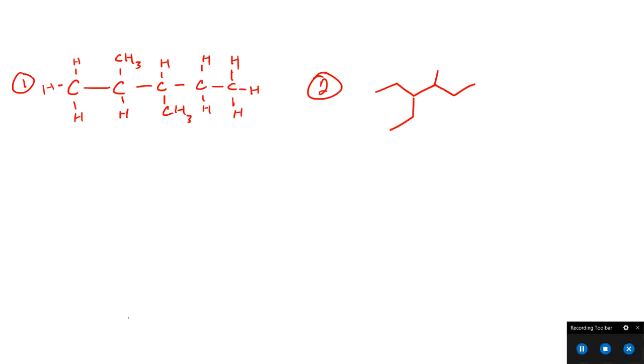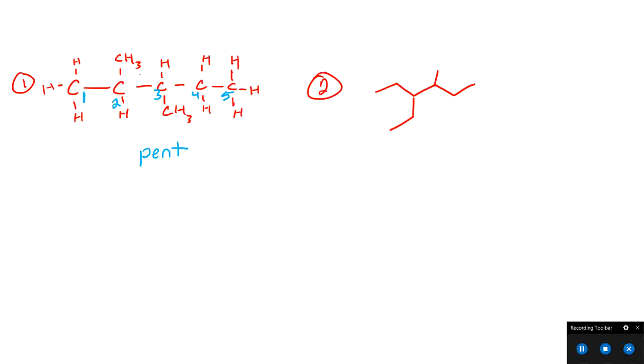Okay, so let's start here with the first one. The first thing we want to do is find our longest carbon chain. I'm just going to start to the left. I'm going to number this carbon 1, 2, 3. Now I have a choice. There's a branch. I'm going to keep going left or right because there's 2 carbons here. So 4, 5. So our longest carbon chain here is pent.